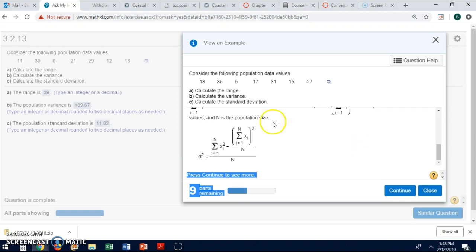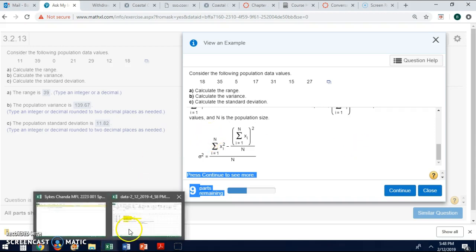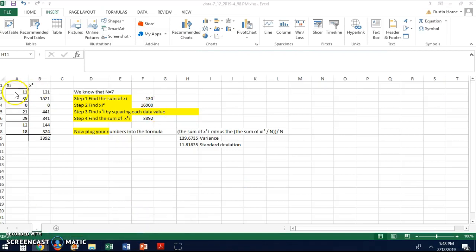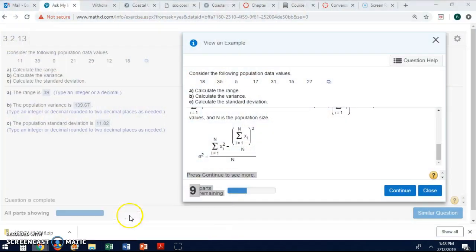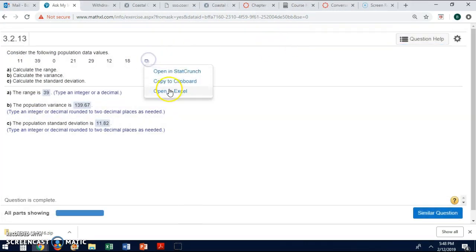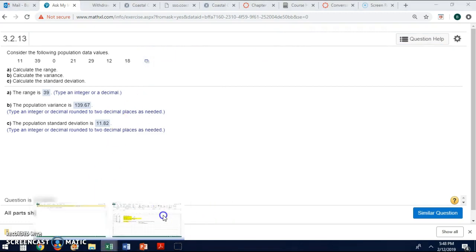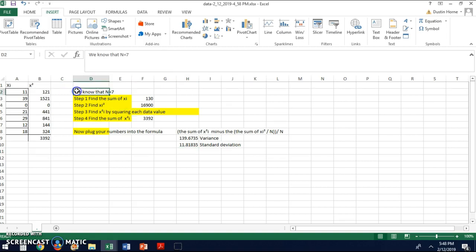So let's look at that. I'm going to pull it up. I organized it into an Excel spreadsheet. When you want to open an Excel, you can click on the button over here and click Open Excel, and it will open the spreadsheet in Excel. So first, we know that n equals 7. Step 1, find the sum of xi. The way you would do that is you would add all of your x values up, and that's how I got 130. So I did equals the sum of these, or just add them in a calculator.